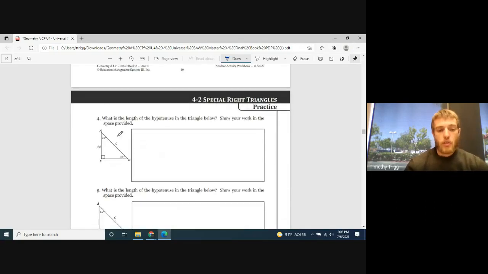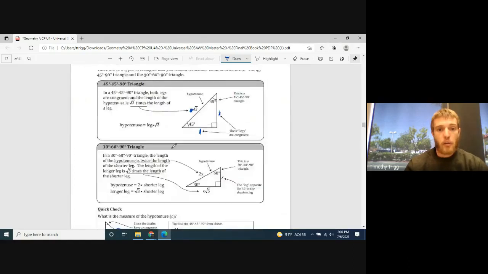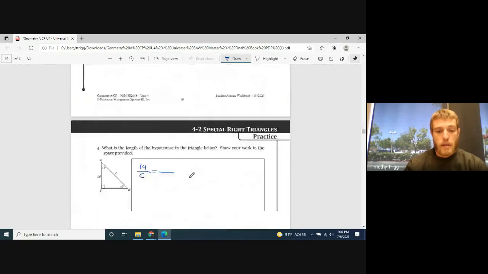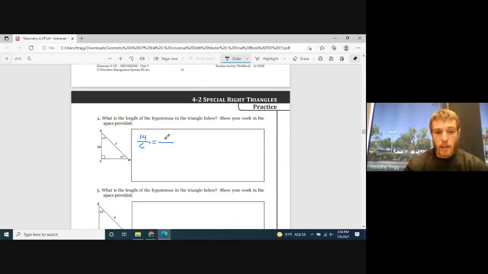So let's go ahead and do this other example here. Again, that's a 45, 45, 90. So I could set up 14 over c. This is the leg length over the hypotenuse length. Now, remembering my model up here, the length of the leg was 1 and the hypotenuse is square root of 2. Now let's cross multiply. c times 1 is c, and then 14 times square root of 2 is 14 square root of 2. And there you go.